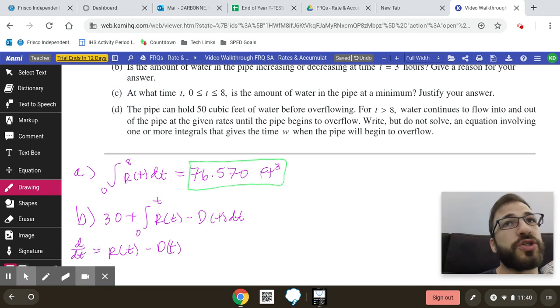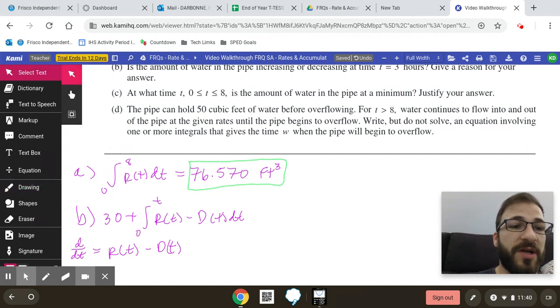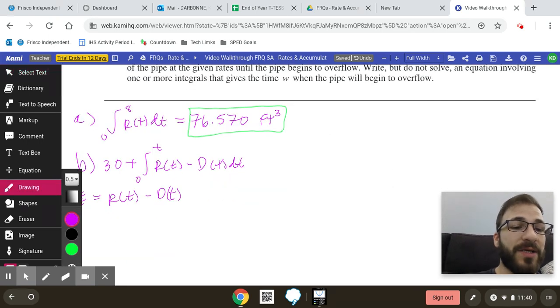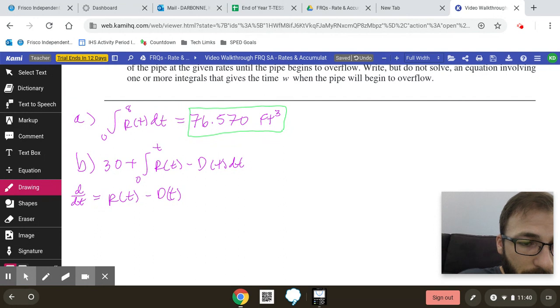Okay, so that's our first derivative. Now, I want to find if this derivative is positive or negative, because if it's positive, it's going to be increasing the amount of water. If it is negative, it's going to be decreasing. And I just want to find it specifically at t equals 3. I'm not trying to find intervals or anything yet. I'm just trying to find it at t equals 3. So R of 3 minus D of 3 equals.